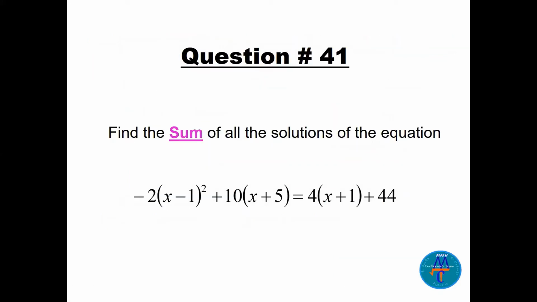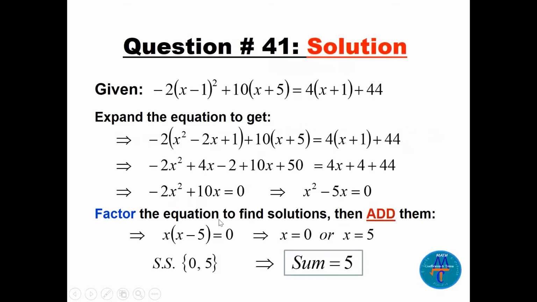Find the sum of all the solutions of this equation. This is a nice equation here. So for sure we have to do what? Rearrange it and then find all the solutions. Now, expand the first one here, (x minus 1) squared by the formula, x squared minus 2x plus 1. And here we multiply 10x, 50, 4x plus 4. Simplify everything until you get this one here.